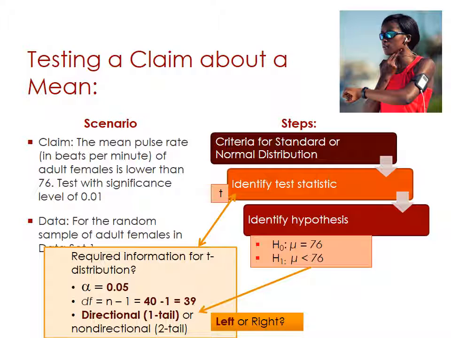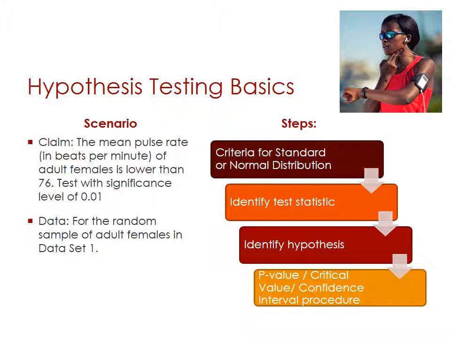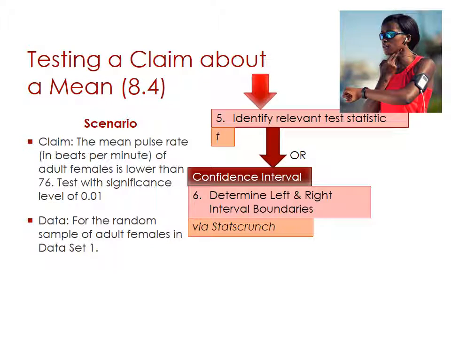So we also know that we have a left tail test. Now we have these pieces put together. We can go on and solve our problem, again, using the confidence interval procedure. So here we're looking at our confidence interval procedure. We're going to determine the left and the right interval boundaries, and we're going to do this via StatCrunch. So we go through StatCrunch.